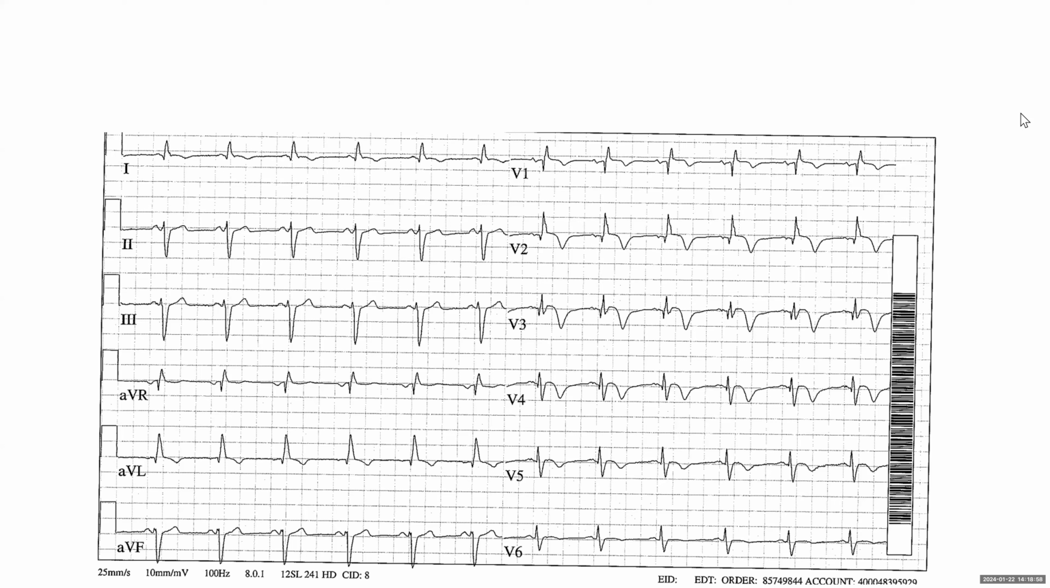So I wouldn't code RVH here because there is right bundle branch block. No, in real life you can still have findings of RVH with right bundle branch block, but for the exam, especially if you have more obvious codes, I would avoid that. Right atrial enlargement, does it fulfill the criteria? Probably not. And again, there are more obvious codes.